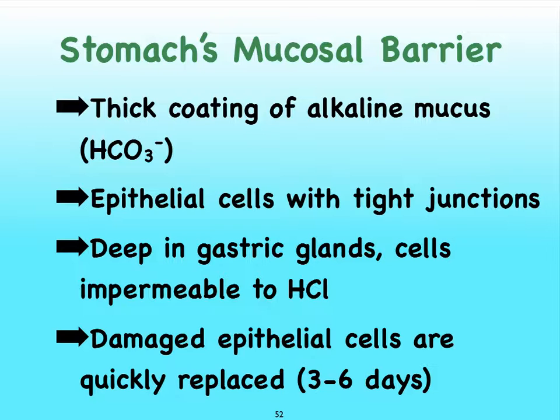We also see that the cells of the simple columnar epithelial tissue have tight junctions in between them, making it very difficult for molecules to slip in between the cells. The molecules, the compounds, would literally have to move through the epithelial cells to make it to the blood. And in order for that to happen, typically they would have to depend on some special transport mechanism, and if that isn't present, they're not going to get anywhere. Notice too that deep within the gastric glands, we find that the cells are actually impermeable to hydrochloric acid.